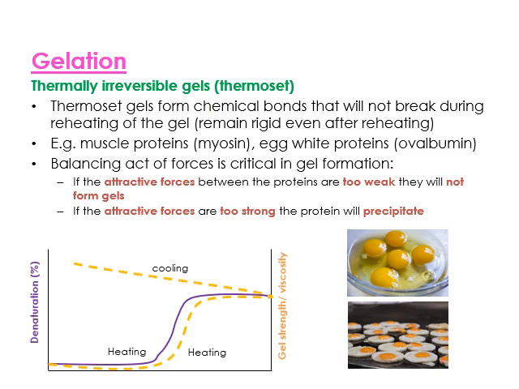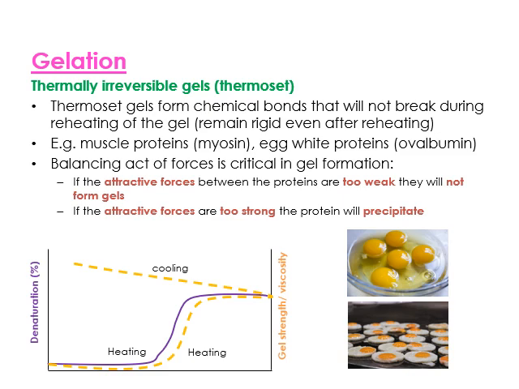With thermoset gel, they form chemical bonds that will not break during reheating of the gel. So even if you try to reheat this cooked egg, it will still remain as gel. They remain rigid. So the balancing act of force is critical in gel formation. If the attraction force between the proteins is too weak, they're not going to form gel. But if it's too strong, the protein will precipitate. And if the protein is too diluted in water, they're not going to form a good gel.